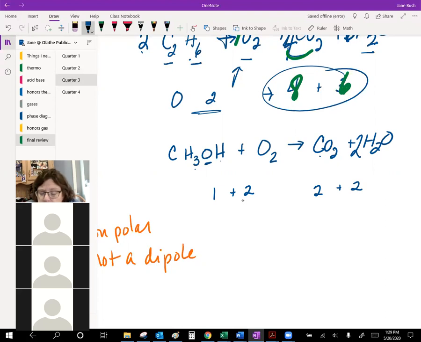How is this going to become an even number? Well, I have to double it. So I just made that 2 of those methanols. Now I have to make this 2, which makes that 4 oxygens. I have 3, 4 times 2 is 8. So this needs to become 4. And that gives me 4 oxygens.